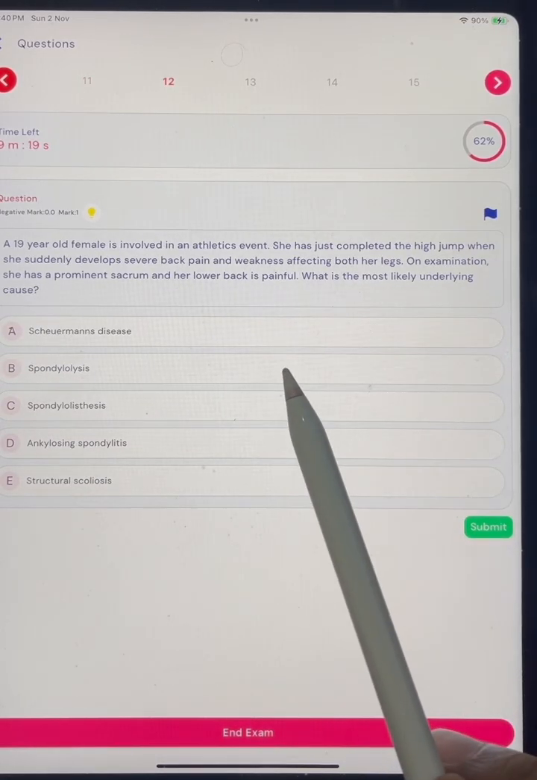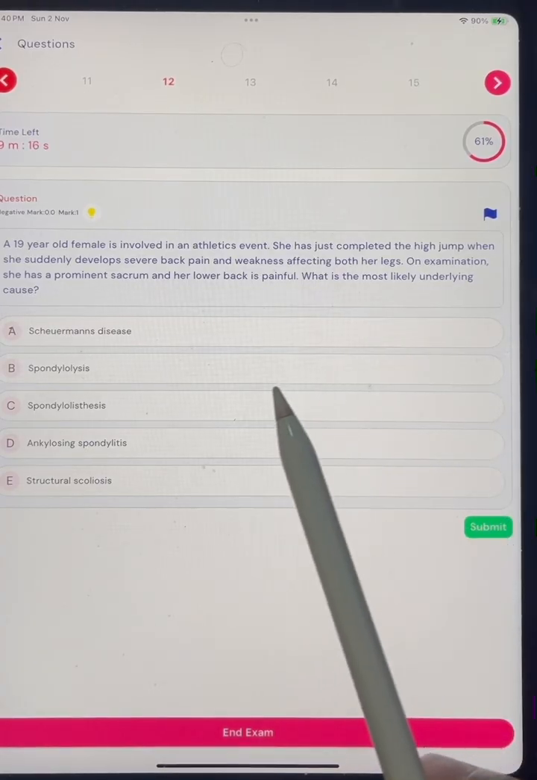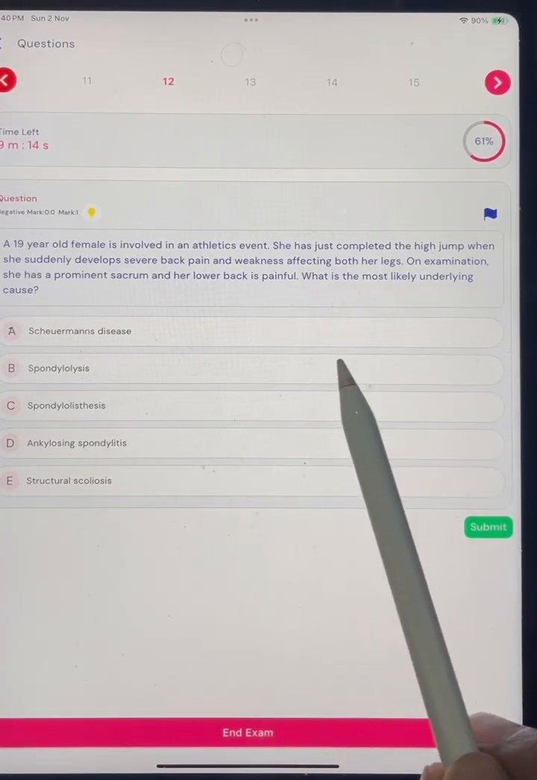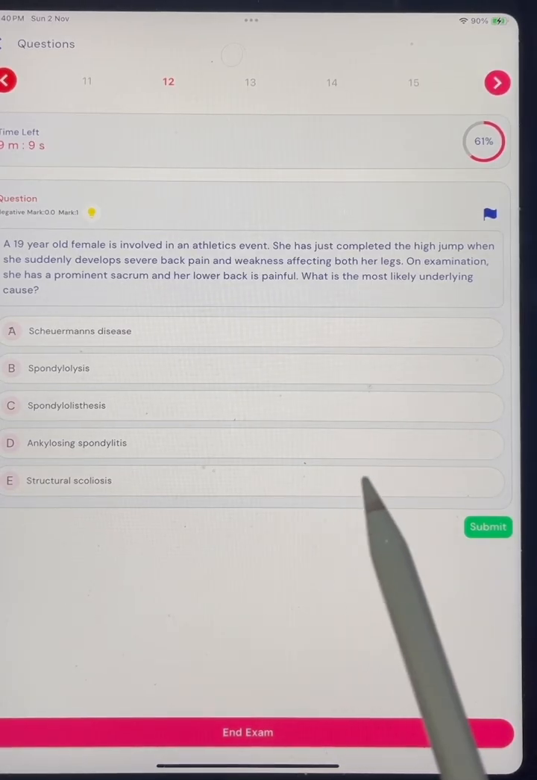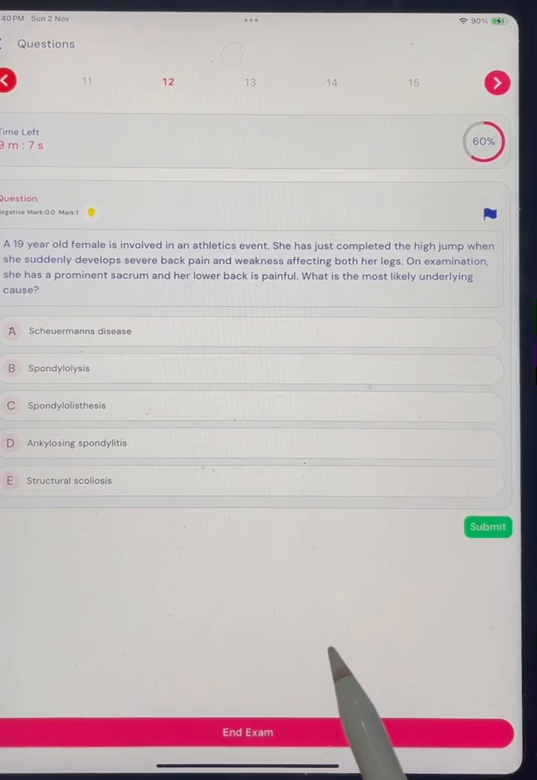19-year-old female is involved in an athletic event. She has just completed a high jump when suddenly develops back pain and weakness. On examination, prominent sacrum. So there is spondylolisthesis, means that there is dislocation.